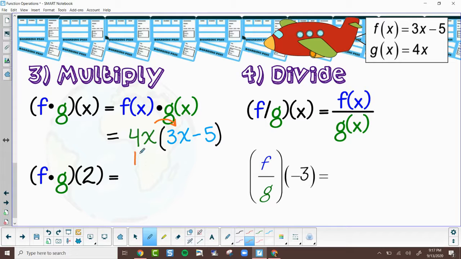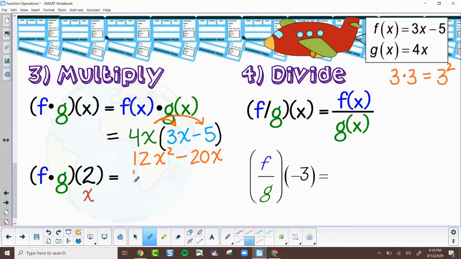So I've got 12, 4 times 3, x times x, x squared. Again, a number times itself. So things like 3 times 3 is 3 squared. So kind of the same thing with this one. And then I've got 4x times minus 5. So I've got negative 20 and x. All right, now I'm just going to plug in on the last one. So wherever I see an x, I'm going to plug in positive 2.